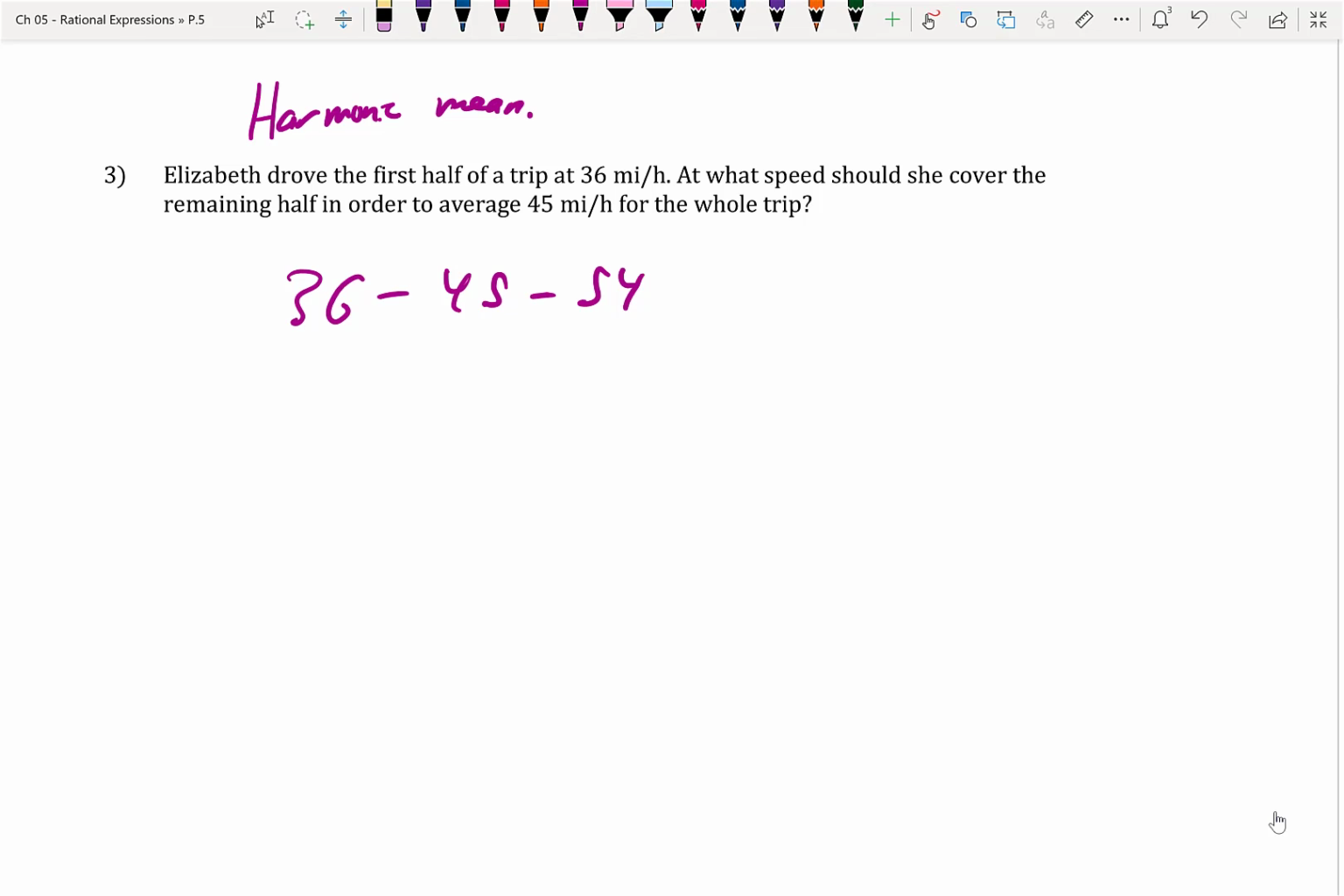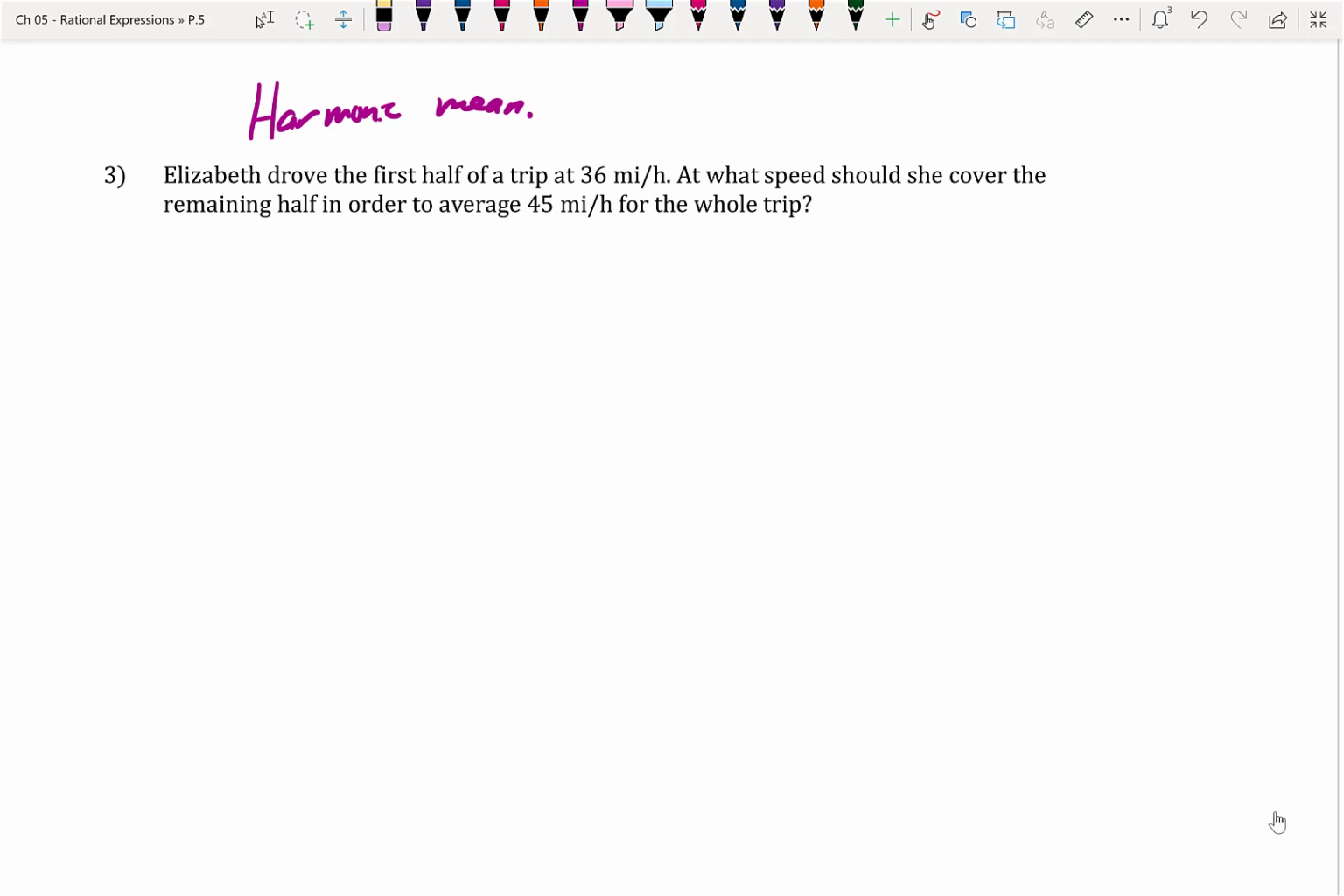But with this, these are rates. The problem with harmonic mean and the problem with rates is that rates are affected by how long you are present at that particular rate. For instance, if you go the first half of a trip at 36 miles per hour, you're spending a lot of time doing that. Think of it this way. If I did the first half of the trip at 1 mile per hour, there is absolutely no way I could do the remaining half at 45 miles per hour and still reach it in a reasonable time.